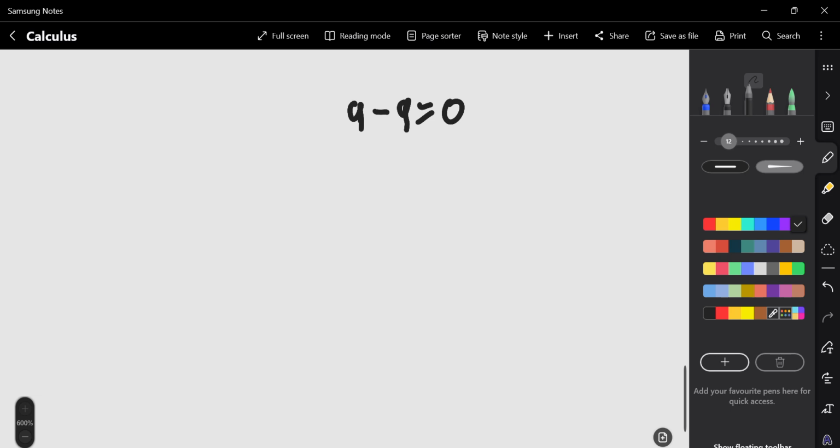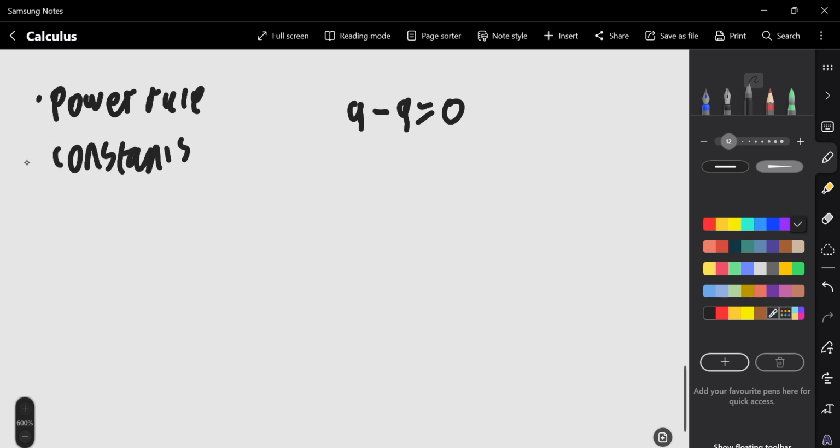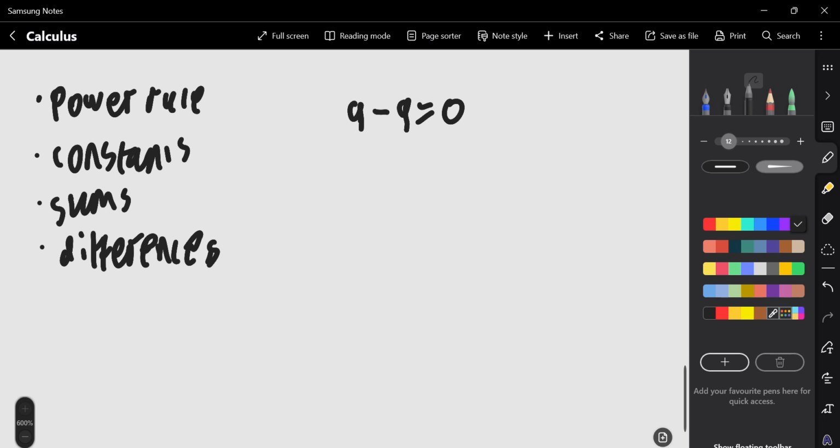And so tomorrow in the next video, we're going to be looking at the power rule and constants and sums and differences. So today was actually understanding what integration actually means, and in the next episode we'll start doing integration properly and learn the first real rules, the power rule.